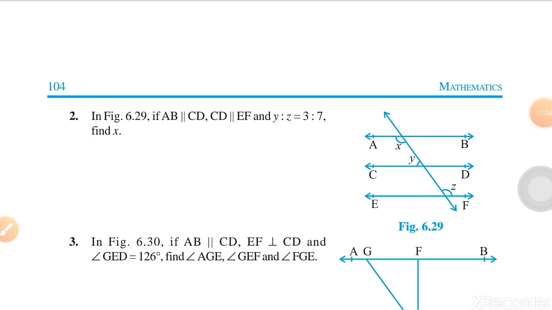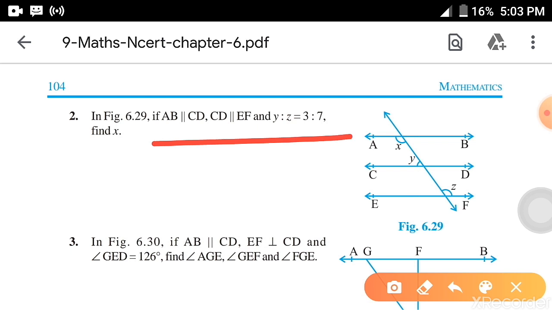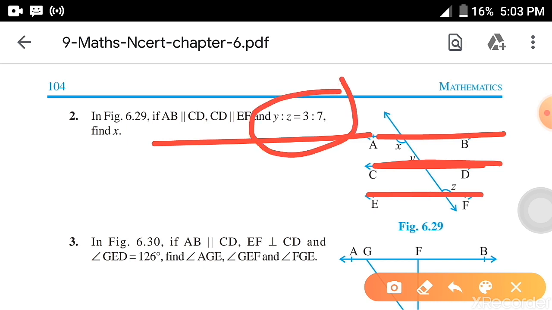Now you can see that this is the next question, question number 2. In this question number 2, we have given that AB is parallel to CD and CD is parallel to EF. That means these three lines are parallel to each other, and the ratio of Y to Z is equal to 3:7. I told you in my earlier videos also, whenever the values are given in ratio, we have to assume in the 3a, 7a form or 3x, 7x form. Now see how we will solve this question.